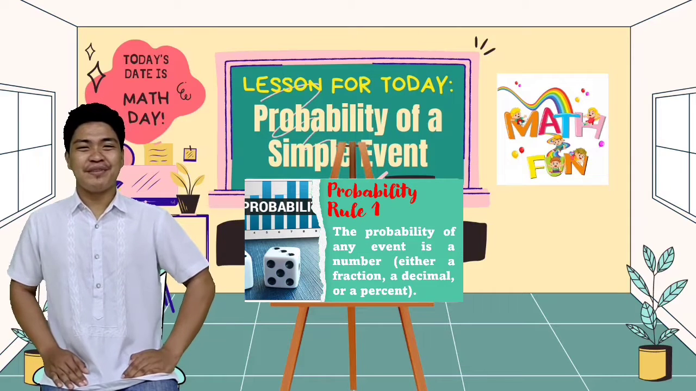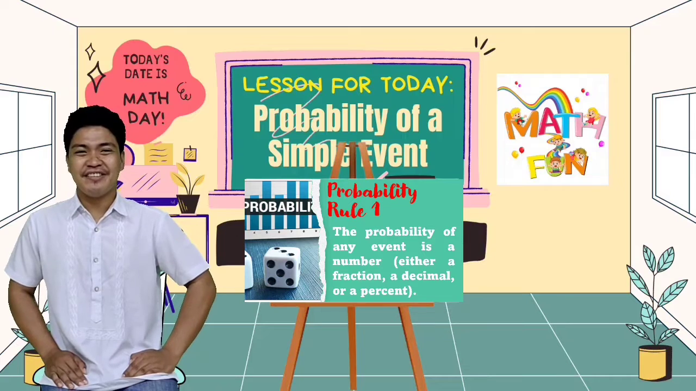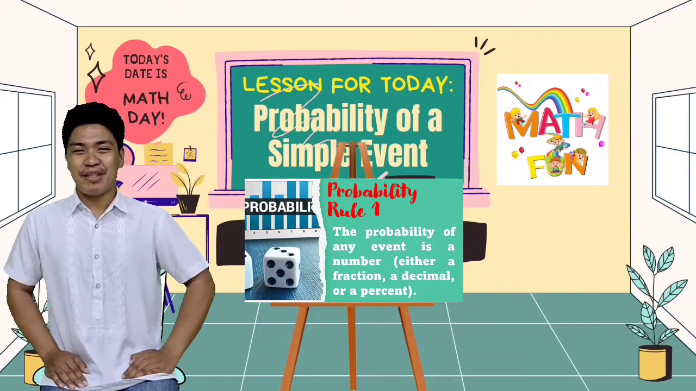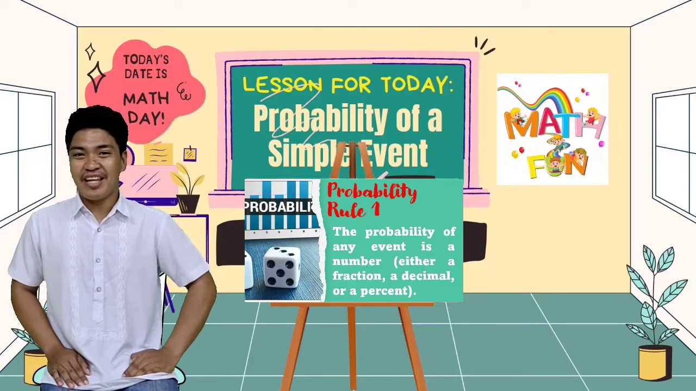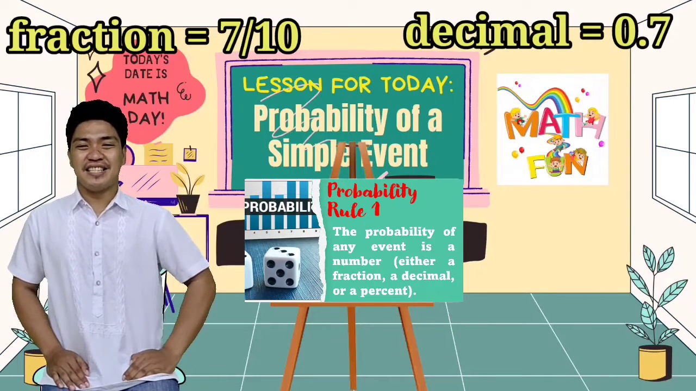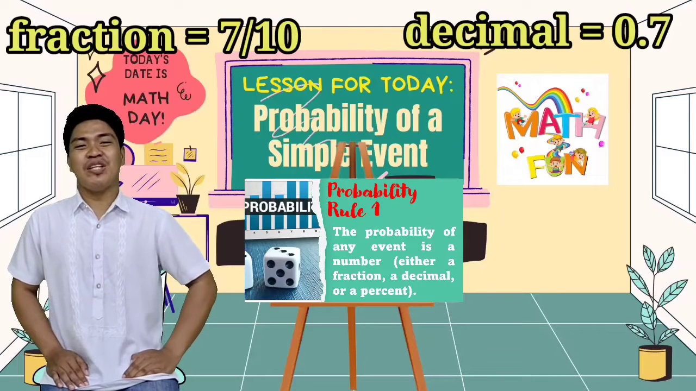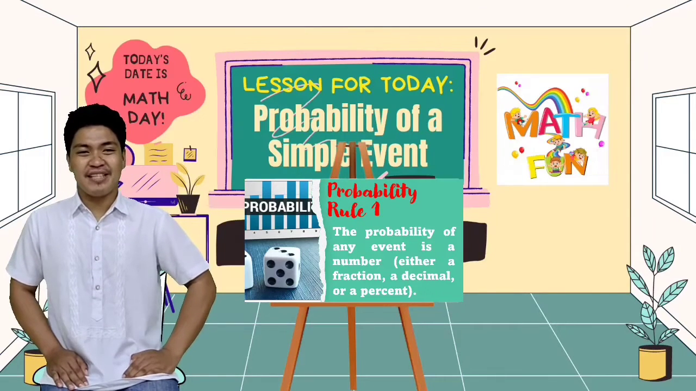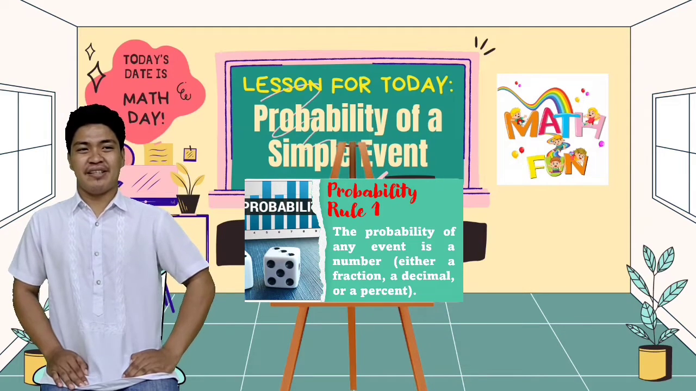For example, the weather forecast shows 70% rain. We can express 70% in fraction and decimal. 70% in fraction is 7/10 and 0.7 in decimal. Therefore, the probability that it will rain is 70%, 0.7 or 7/10.